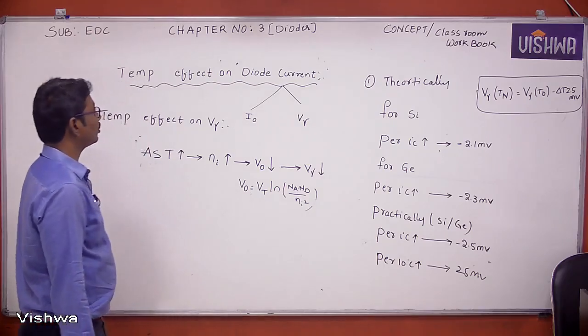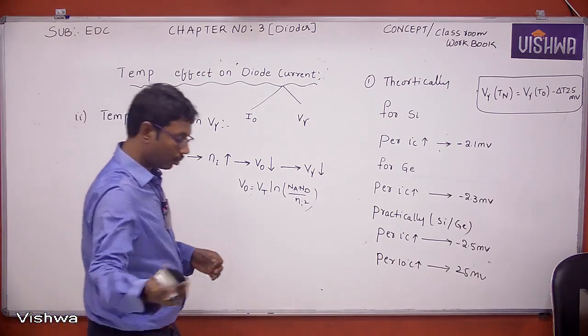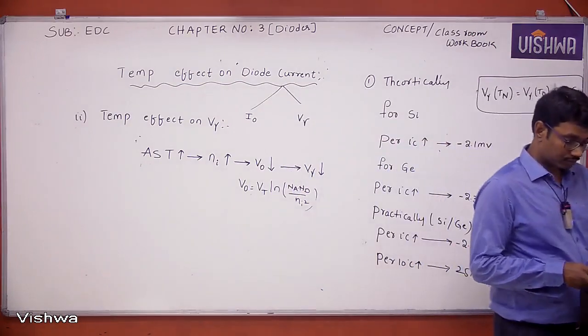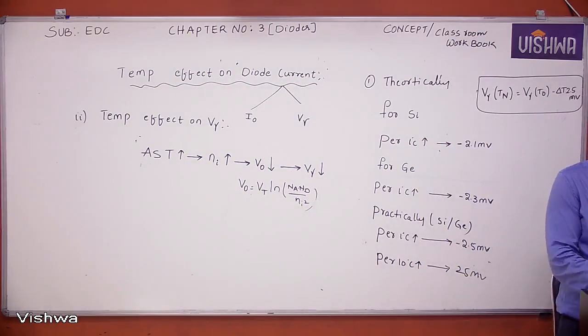So in this way, the diode current is affected due to temperature, right? Any problem here? Any question?